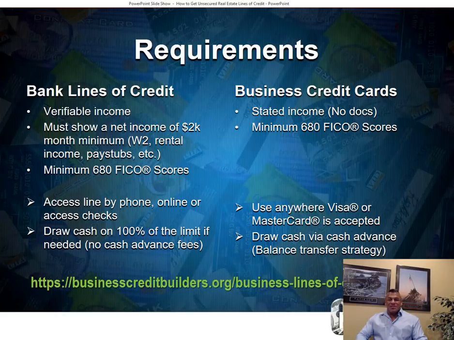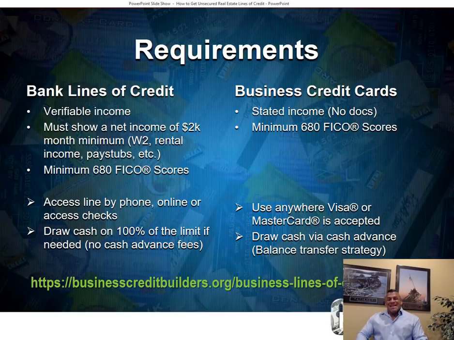Now, as far as using these types of bank lines of credit, you can access it by phone, online, or access checks. What's unique about these types of lines of credit is you can draw up to 100% of the credit limit with nothing to worry about cash advance fees. You don't have to balance transfer anything. That's the beauty of having a traditional bank line of credit.